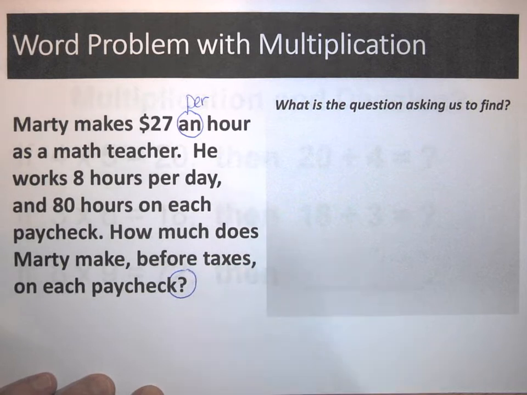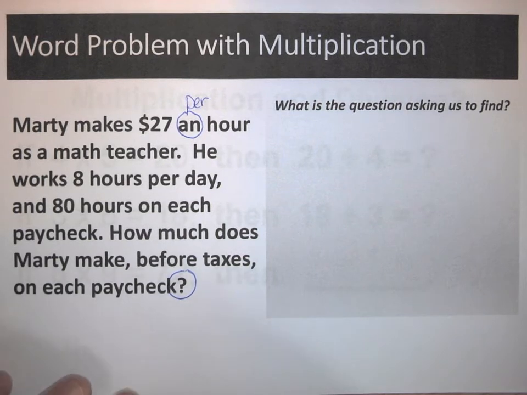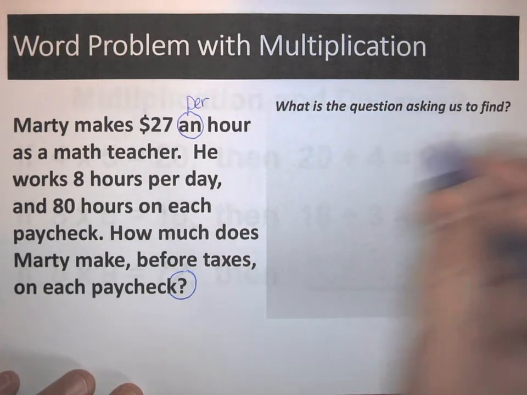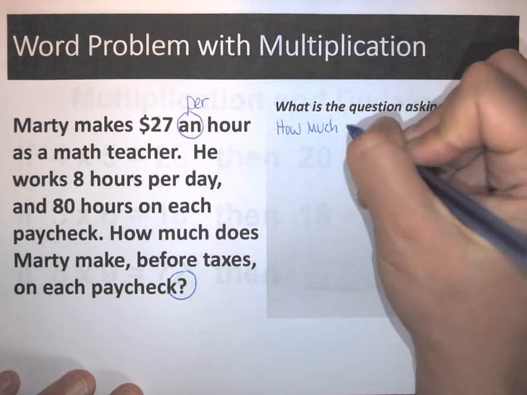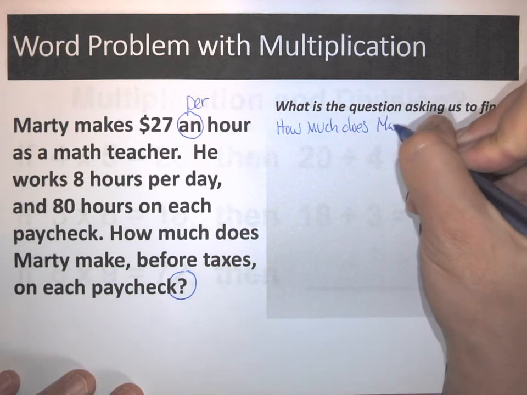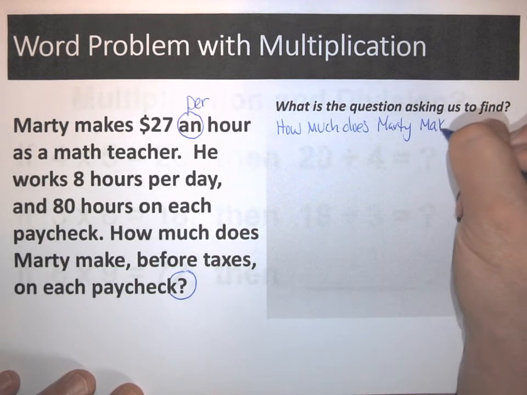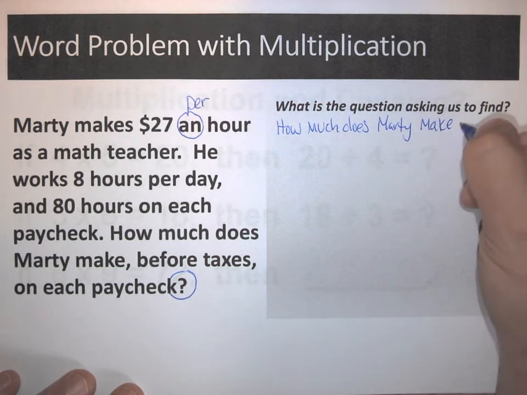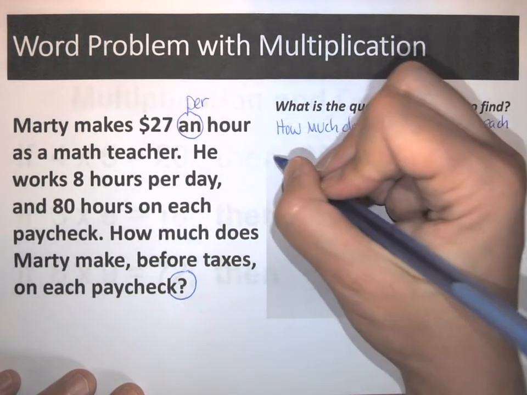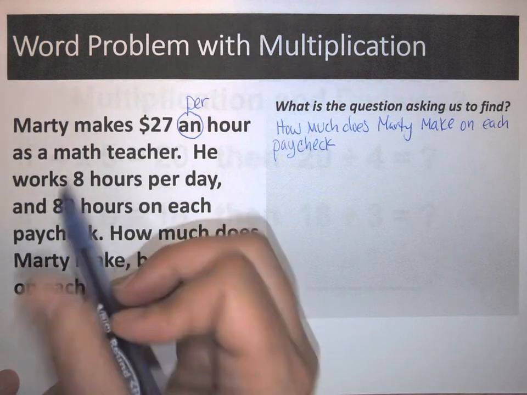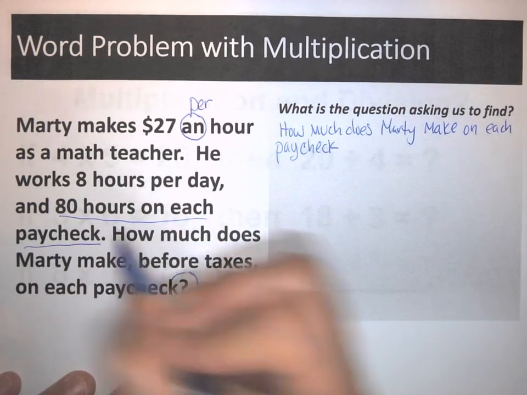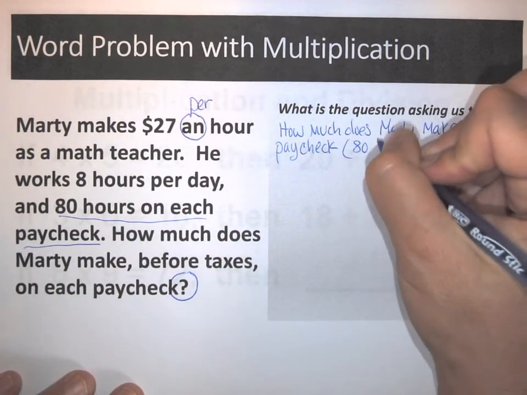And when I have a word problem, I always just want to identify the question first. And it's usually at the end, and it's going to have a question mark on it. So what is the question asking us to find? So how much does Marty make, and this is before taxes, on each paycheck? And I can see right here it says 80 hours, so that's going to be 80 hours per paycheck.